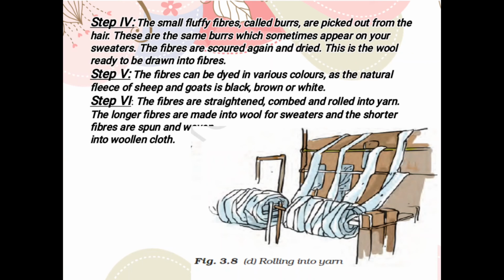This wool is ready to be drawn into fibers. Once again in the fourth step, these fibers are dried, and once the fiber is dried, it is drawn into fibers. So in step five, what is there? The fibers can be dyed into various colors, as the natural fleece of sheep and goats is black, brown or white. Now in step five, after following all the above steps, the people are dyeing that wool, that fiber, into different kinds of colors.